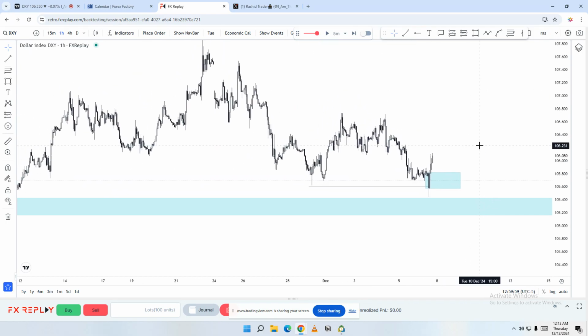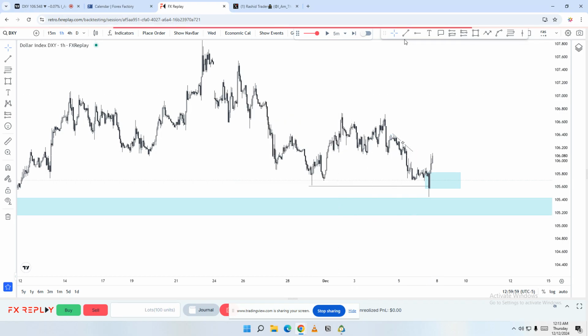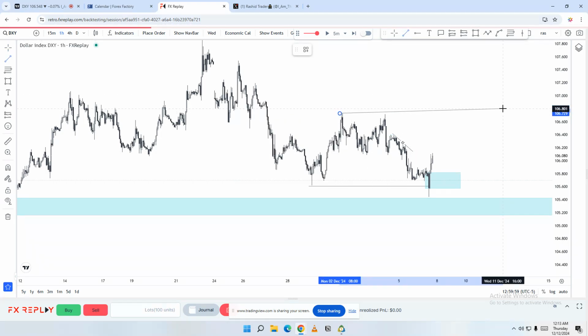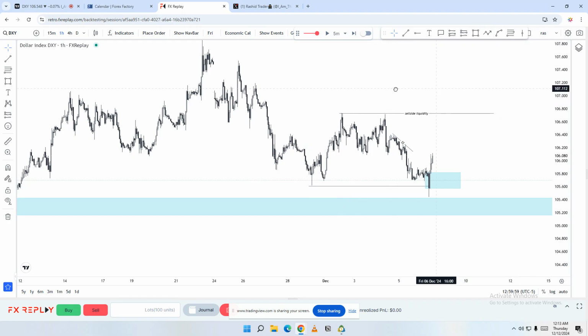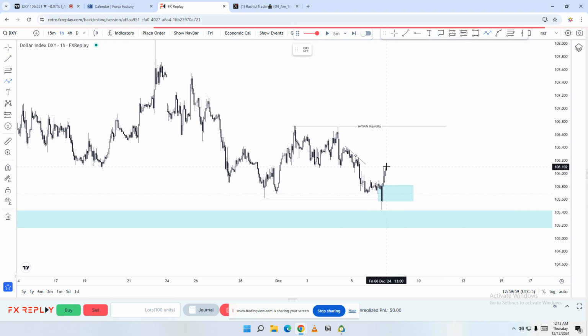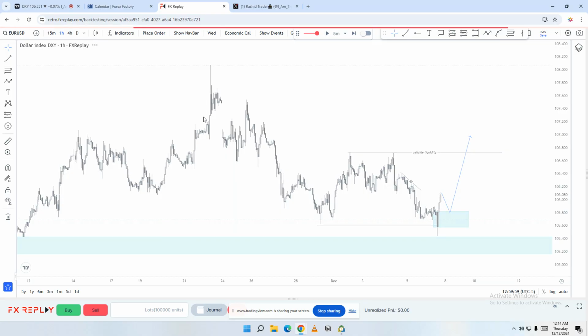Okay, so again, I saw this trend line liquidity on the DXY as well, that I believe the price will target. After that, I again saw relatively equal highs to the dollar that act as sell side liquidity. Sell side liquidity, perfect. After that, I drew my line to show that this is going to be taken out over there. And we'll go back to EURUSD.